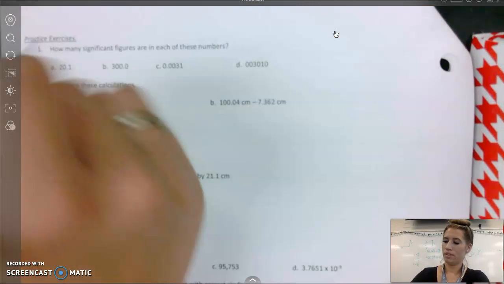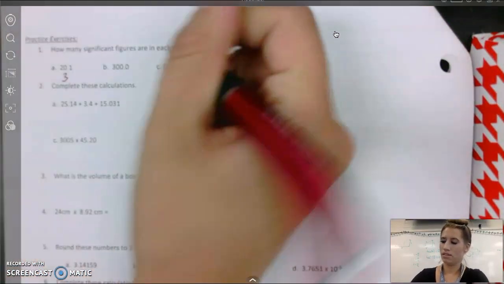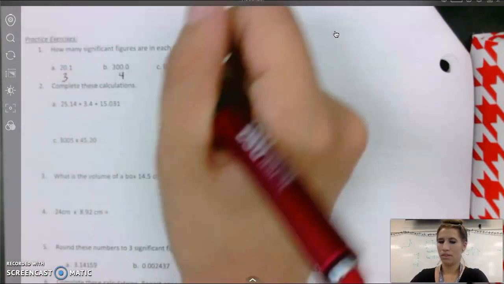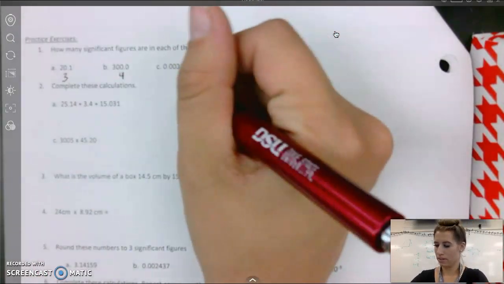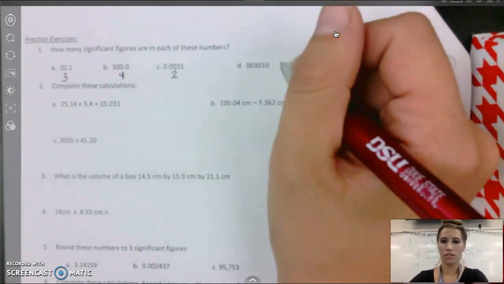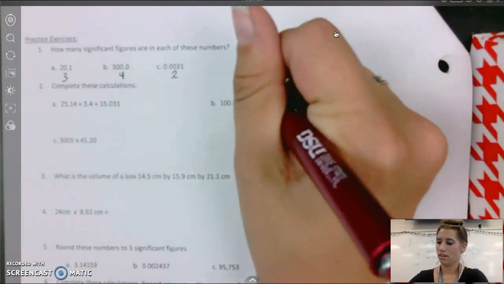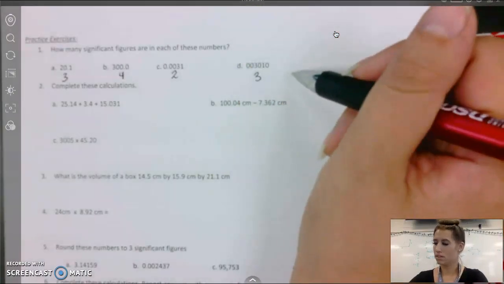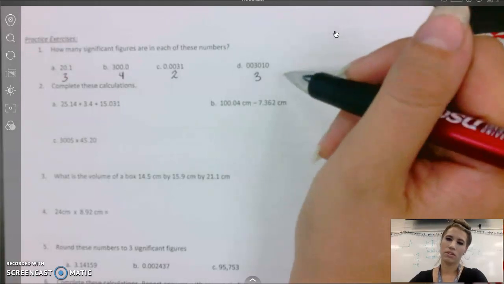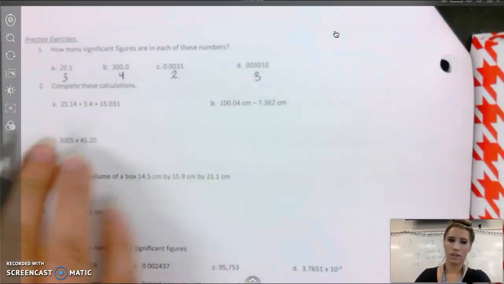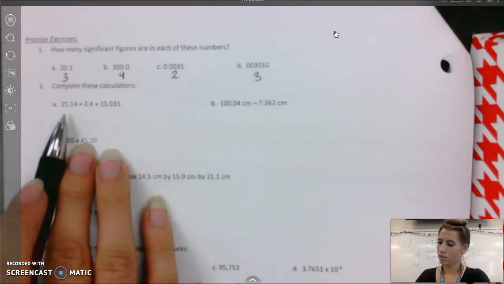Okay, so how many sig figs? 3, that 0 is trapped. 4, the trailing zeros are significant because of the decimal. 2, because leading zeros are never significant. And 3: leading zeros are never significant, trapped is always, trailing is only significant with a decimal, and there is not one in this case. Okay? Now here, we're going to add.